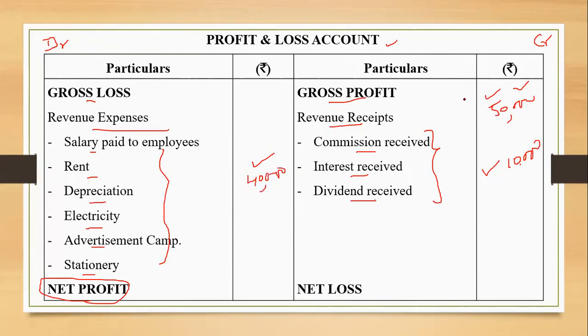Okay, so the difference now, 60 minus 40, is 20. So this 20,000 will be treated as net profit for the business, and this amount of net profit will be added to capital in the balance sheet on the liability side, right? And if it is a reverse case, in the sense, if this amount was 80,000, gross profit is 50, incomes 10, total 60, expenses is 80. So the difference will be a loss, and that will be treated as a net loss, and this net loss will be deducted from capital in the balance sheet.